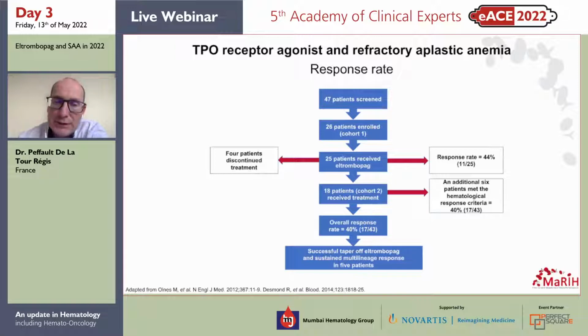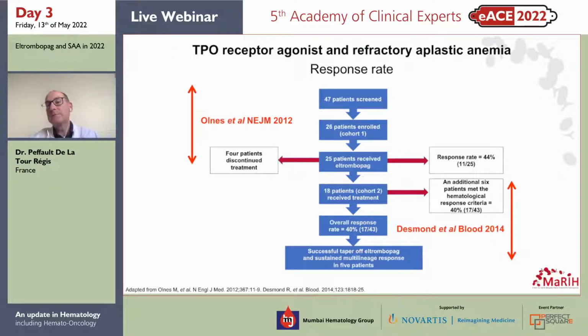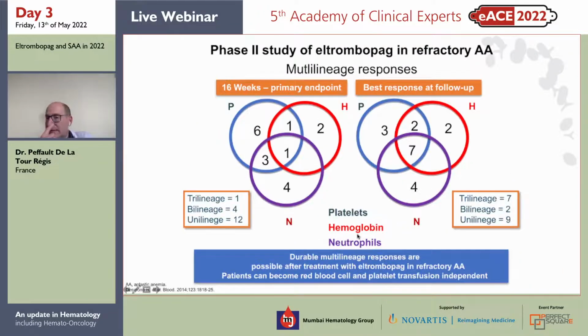However, from those two studies for refractory patients that were developed in 2012 and 2014, what has been clearly shown, and it's here on the slide, is that the response rate expected in refractory patients was about 40%, with some patients presenting, and that's very important, a 3 lineage response. And what we do observe is that in responders, 30% of them present a response at best response follow-up in platelets, hemoglobin, and neutrophils.